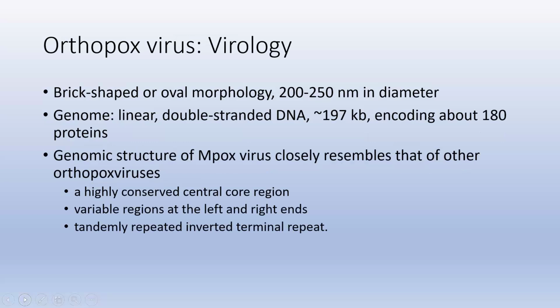A bit about the virology of Mpox. It's a brick-shaped or oval-shaped virus around 200 to 250 nanometers in diameter. It's a double-stranded DNA virus. The genomics of Mpox closely resemble that of other orthopox viruses. It has a highly conserved central core region, a variable region, and the tandemly repeating inverted terminal repeat regions.